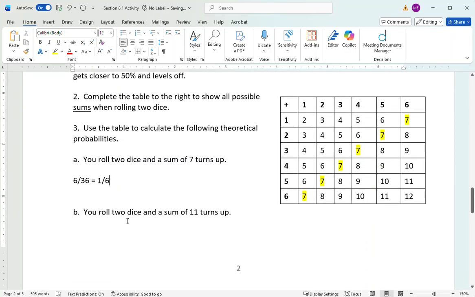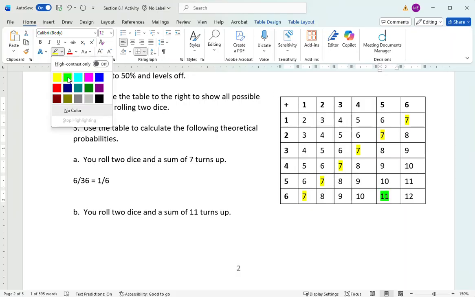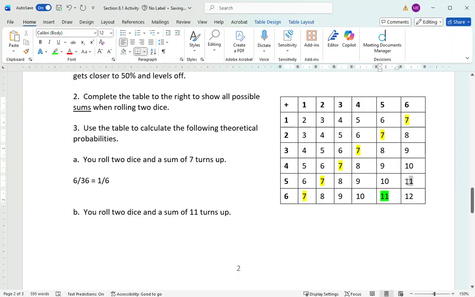Question B says you roll 2 dice and a sum of 11 turns up. So I see there are 2 11s in my table. I'm going to highlight them in a different color here. So rolling a 5 and rolling a 6 will give me a sum of 11. So there's 2. So 2 out of 36. Both of those numbers can be divided by 2, and that gets me 1/18.